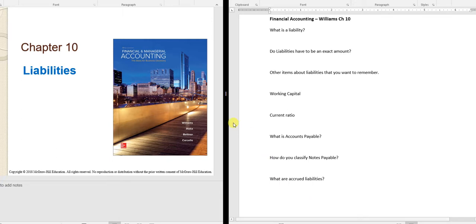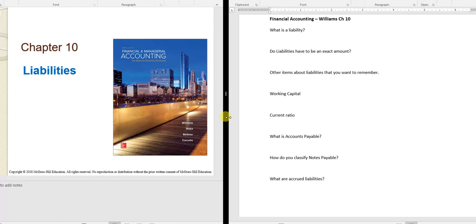I'm going to talk about Chapter 10. Chapter 10 switches to the other side of the balance sheet. So if you recall, our balance sheet is assets equals liabilities and owner's equity. And so far we've talked about the major types of assets: cash, accounts receivable, inventories, fixed assets, as well as some other ones, prepaid expenses, and other things. So those are the big types of assets that you have.